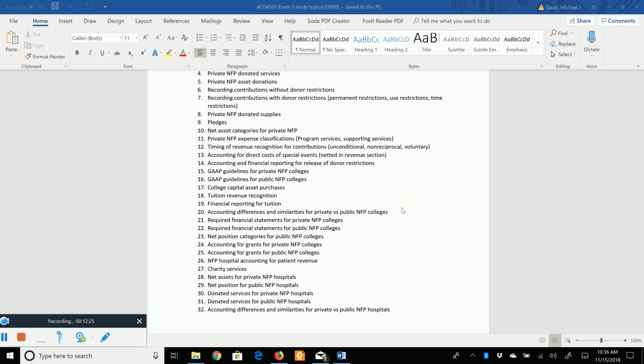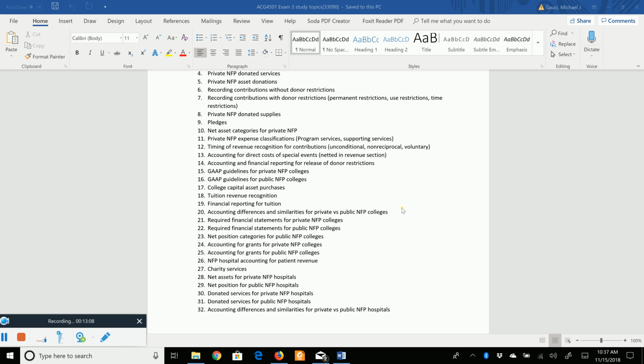Number 14, the accounting and financial reporting for release of donor restrictions. Now, as I said earlier, if a donor puts a restriction on a contribution, sometimes that restriction is considered a temporary restriction, meaning the restriction sooner or later is going to be met by the nonprofit. Example, a donation was given for a specific purpose. Well, once that donation was spent by the nonprofit on that specific purpose, we can then say the restriction has been released.